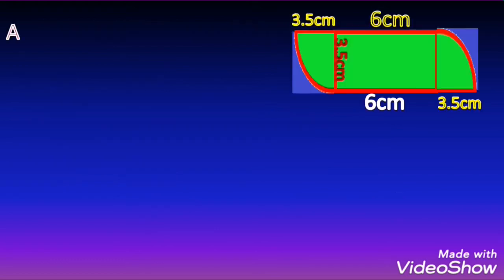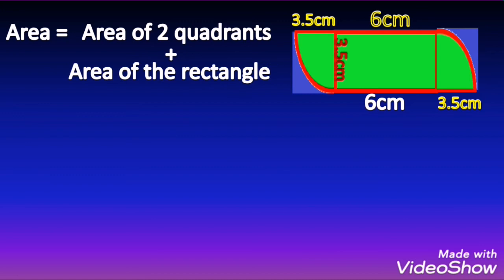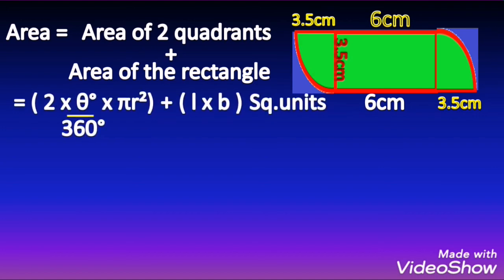Now let us find the area of this combined shape. Area of the combined shape is equal to the area of the two quadrants plus the area of the rectangle. You can see here a rectangle shape is there, right? And you can see a quadrant on either side of the rectangle. So there are two quadrants and one rectangle. So we have to find the area of the rectangle and the area of two quadrants. It is equal to 2 into theta by 360 degrees into pi r square plus L into B square units. L into B is the area of the rectangle formula.